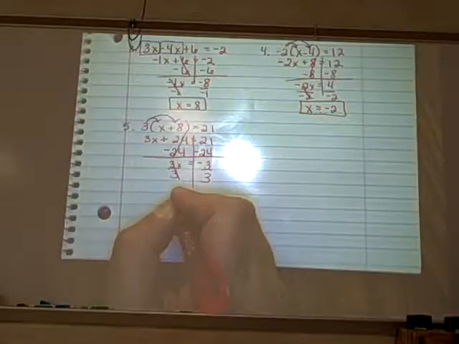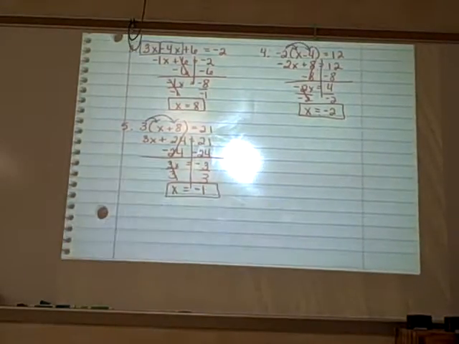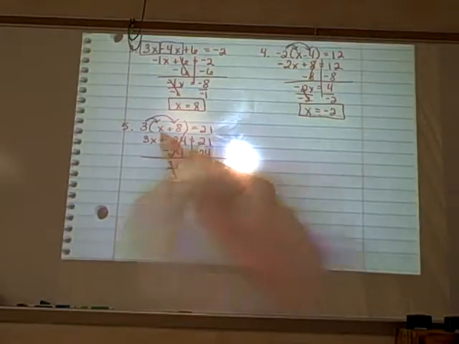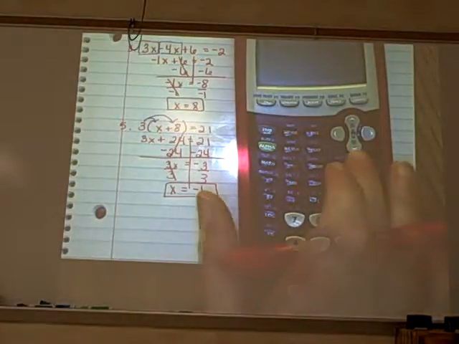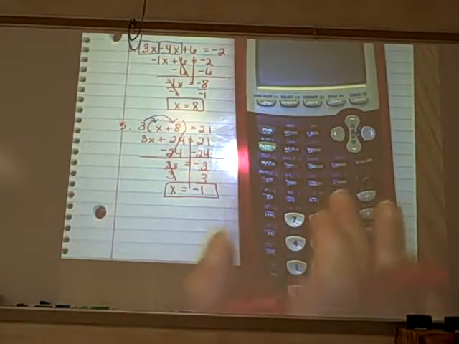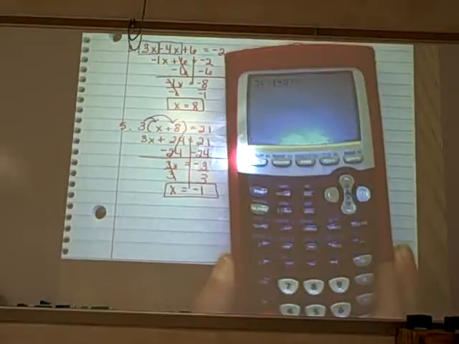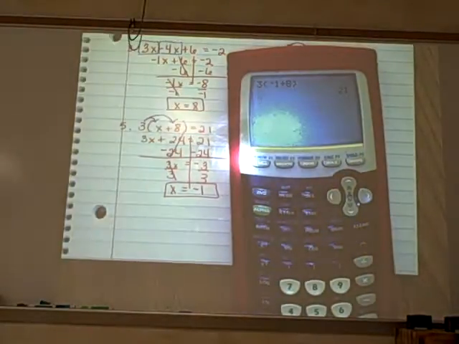3 divided by 3 is 1, so 1x equals negative 1. So if I put a negative 1 right here, that side should equal 21. And if you wanted to check it, you would do 3 parentheses, negative 1 plus 8. Close your parentheses so it looks just like the original, and hit enter. And it's 21.